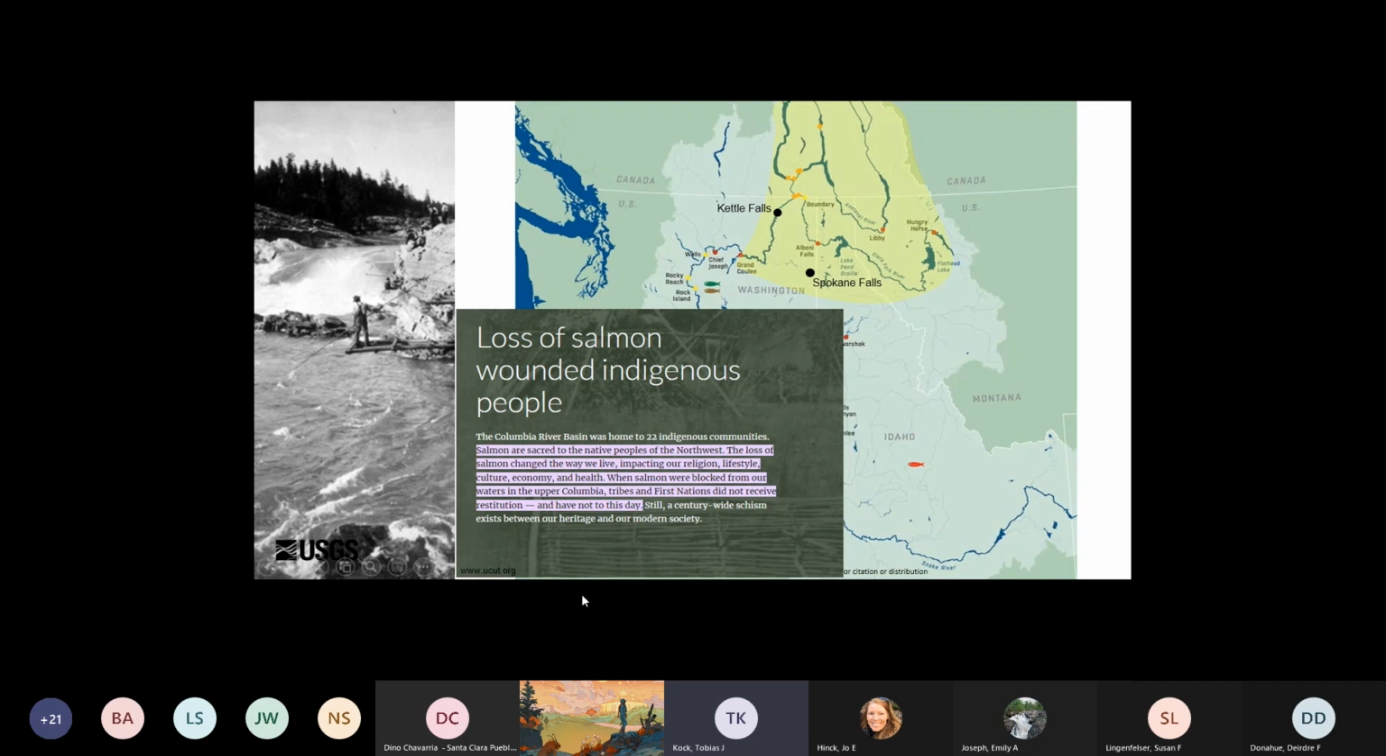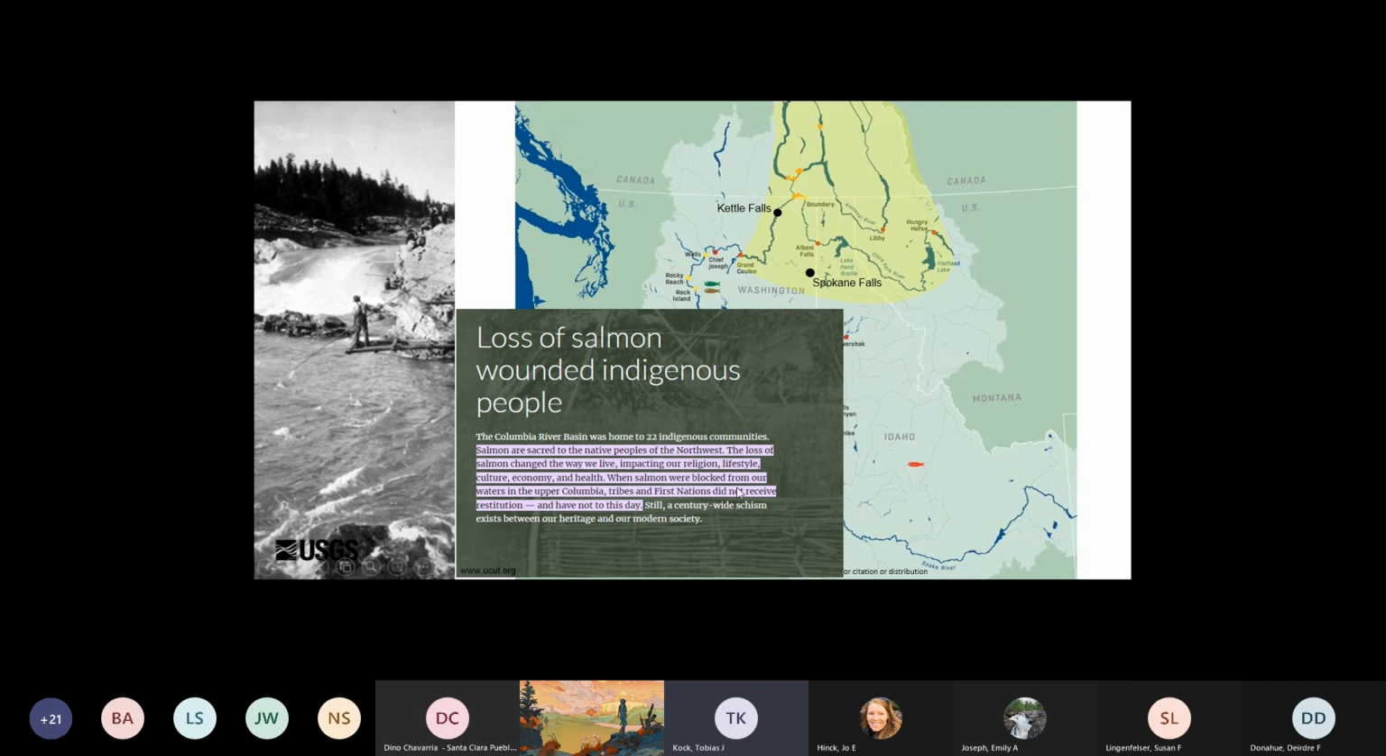To kick this off, I grabbed a screenshot from www.ucut.org. That's the Upper Columbia United Tribes website. It talks just briefly about how the loss of salmon wounded the indigenous people. And I think this is a pretty powerful excerpt. It says, the Columbia River Basin was home to 22 indigenous communities. Salmon are sacred to the native peoples of the Northwest. The loss of salmon changed the way we live, impacting our religion, lifestyle, culture, economy, and health. When salmon were blocked from our waters in the Upper Columbia, tribes and First Nations did not receive restitution and have not to this day. Still, a century-wide schism exists between our heritage and our modern society.